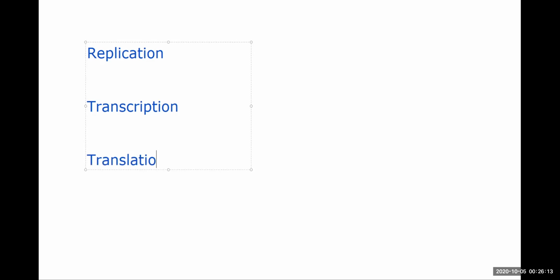So in the last chapter, we covered replication, and in this chapter, we are going to first cover transcription and then translation. Now, both these processes, transcription and translation, are the major function of DNA.